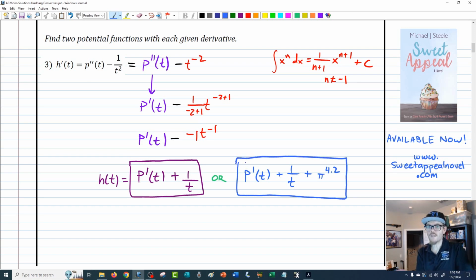So there we go. So again, in here, just kind of thinking abstractly or symbolically. It's almost symbolically, I guess, to call it p prime of t. And then for the other one, using the anti-power rule.